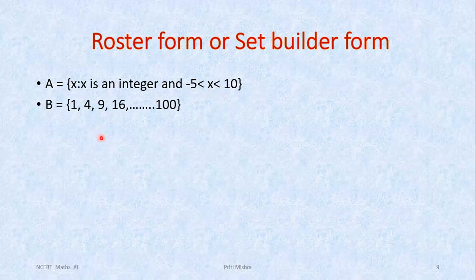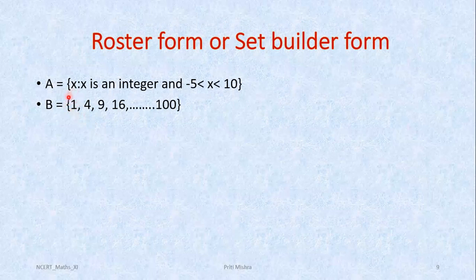Next set we are having 1, 4, 9, 16 up to 100. This is a set in tabular form or roster form. If I ask you to write it in set builder form, then how will you write it? Means you need to identify the common property here. So just find out the common property. How will you check? Just with deep observation you can find out.